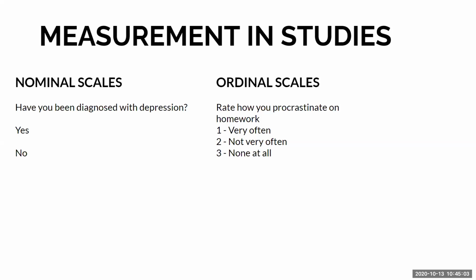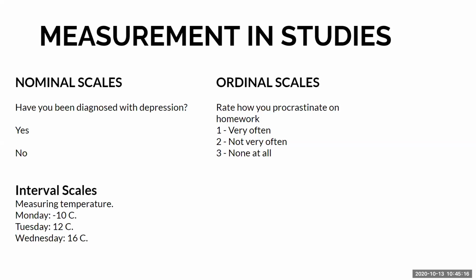Second one is ordinal scales. It's basically rating things on a scale of 1 to 3, or 1 to 10, 1 to 5. And for example, this question is rate how you procrastinate on your homework. 1, very often. 2, not very often. 3, none at all.